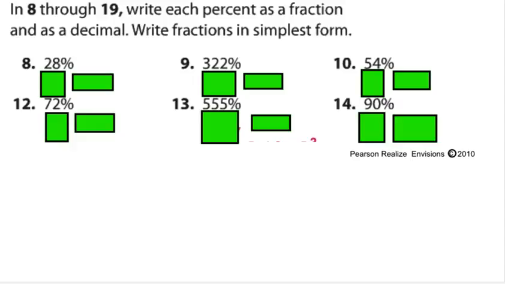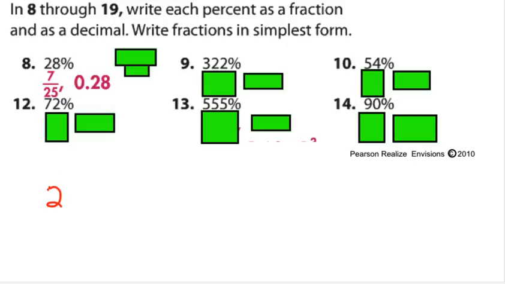Okay, here we go. Let's take a look at number 8. All right, so 28% written as a fraction is 7/25, and written as a decimal it is 0.28. And this is how you come up with that answer. You would take your 28% and rewrite it as a decimal, which would be 0.28.